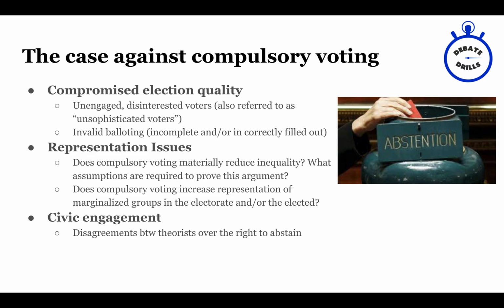But all of these arguments can be sort of flipped on their head. So the case against compulsory voting actually looks very similar. The first issue with compulsory voting that folks have really started to call out is compromised election quality. So unengaged and disinterested voters, that are also referred to in some of this literature as unsophisticated voters, these are the people who were not voting before, but who are now voting because they're required to.